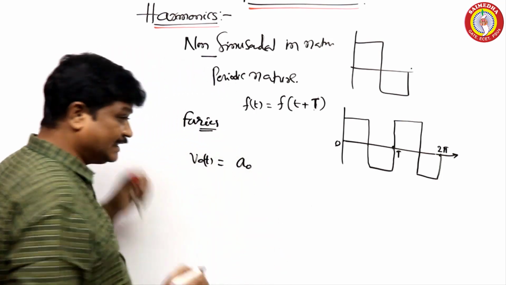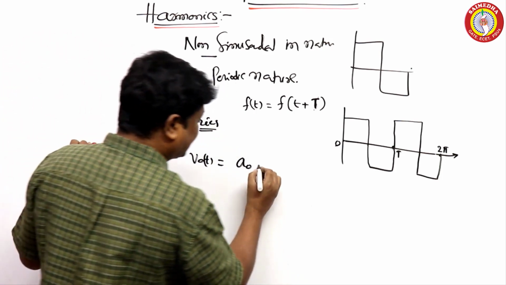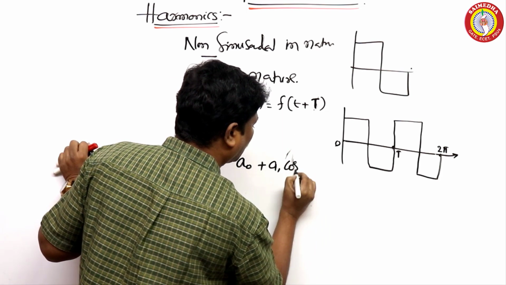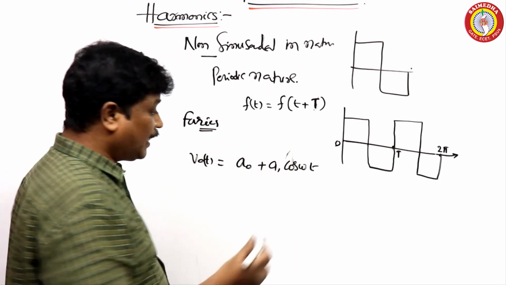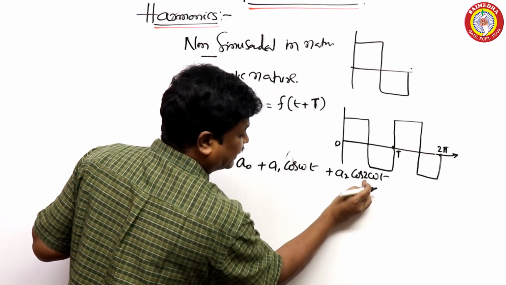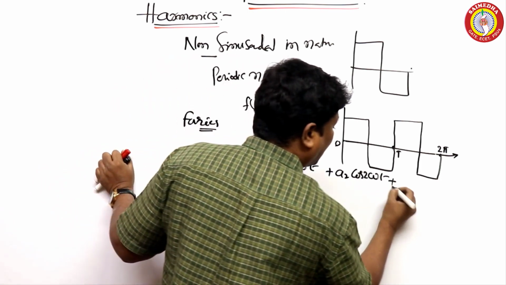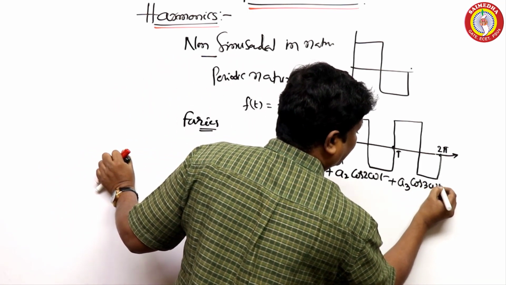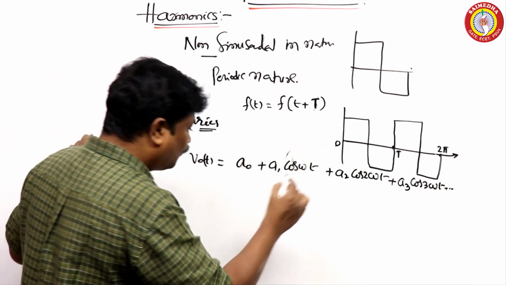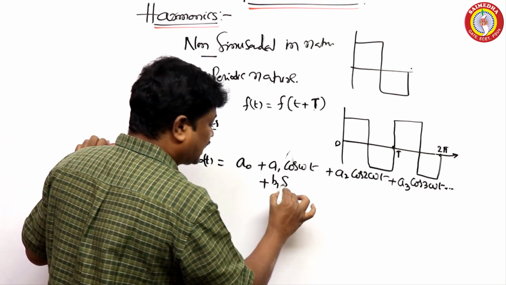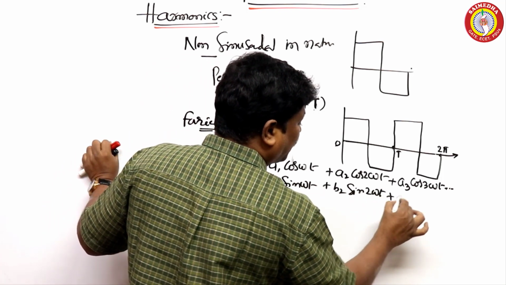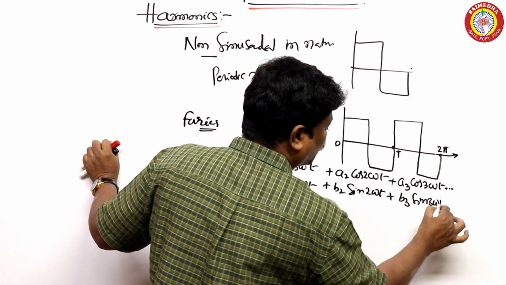A0, that is like a DC component, plus A1 cos omega t, plus A2 cos 2 omega t. This is second, first omega t I have written. Plus A3 cos 3 omega t, and so on like this. Similarly, we have B1 sin omega t plus B2 sin 2 omega t plus B3 sin 3 omega t, and so on like this.